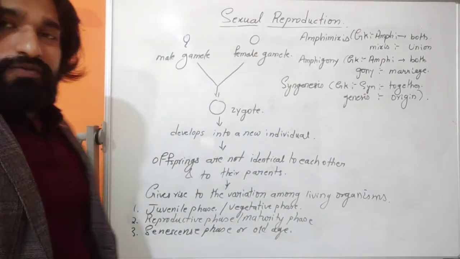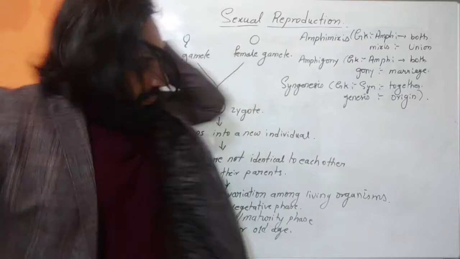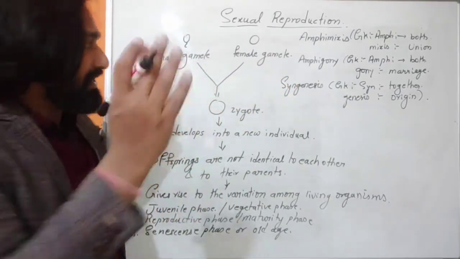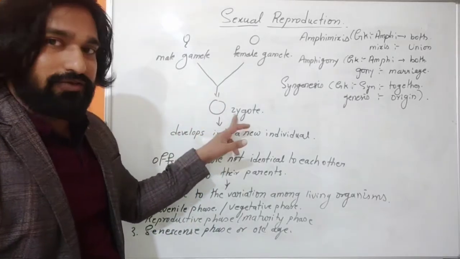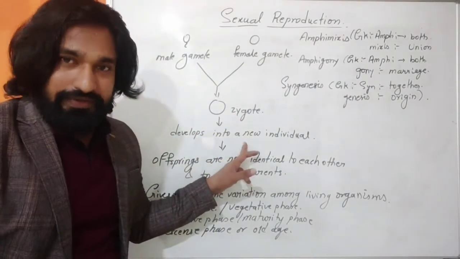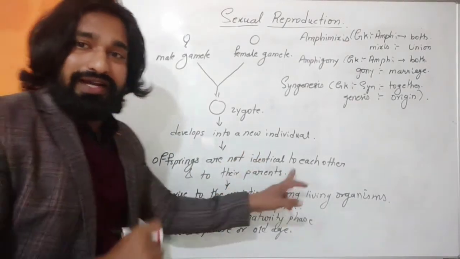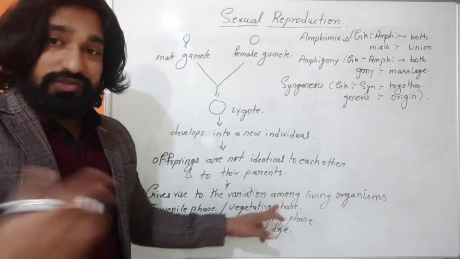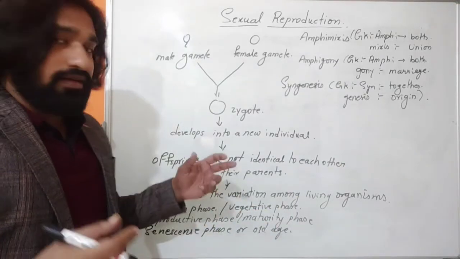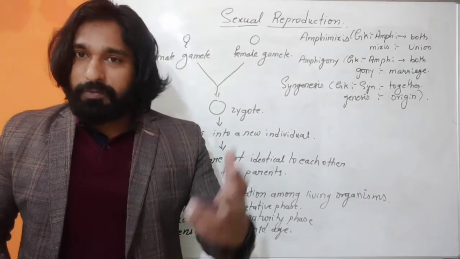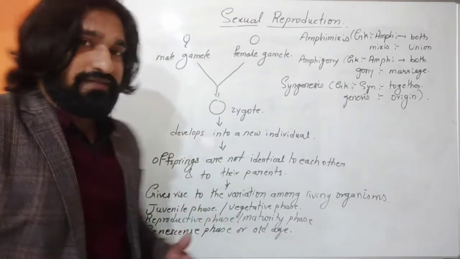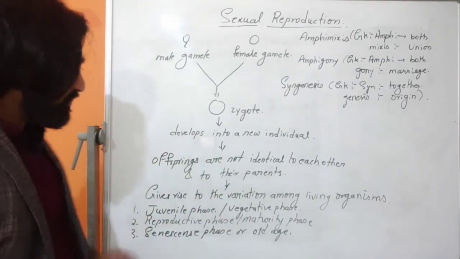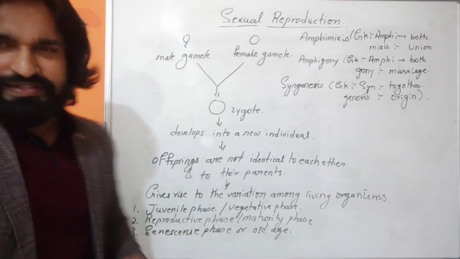So what is going to happen in sexual reproduction? There is the formation of gametes, male and female gamete, and there is a fusion of these gametes in order to form the zygote, and this zygote is going to develop into a new individual, and these new individuals are not identical to each other as well as to their parents. This gives rise to the variations among the living organisms, and this variation is said to be the raw material for the evolution. The organisms which are reproducing sexually have to pass through certain stages. So what are those? Juvenile phase, reproductive phase, and senescent phase.